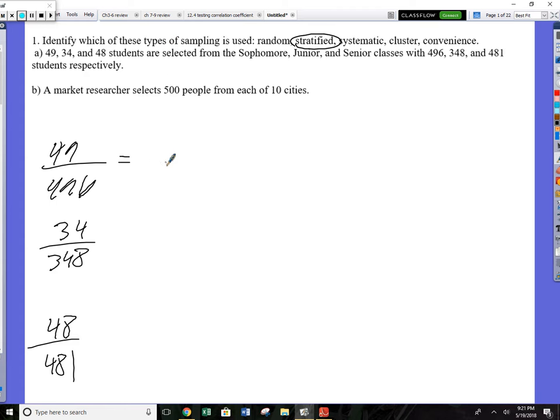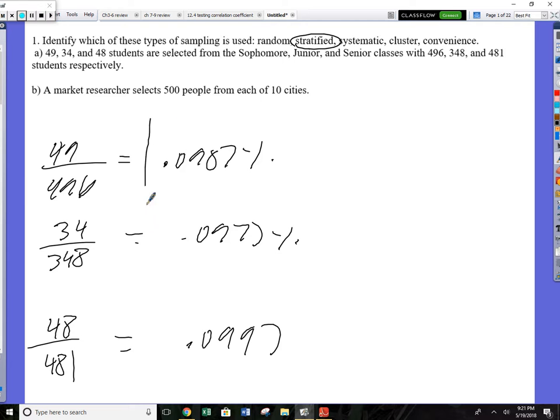So here we interview 0.0987% of the population. Here we did 0.0977%. On this one we did 0.0997, and they are almost all 10%. You hit 10% of the population. 49, 34, 48. So that one's stratified.